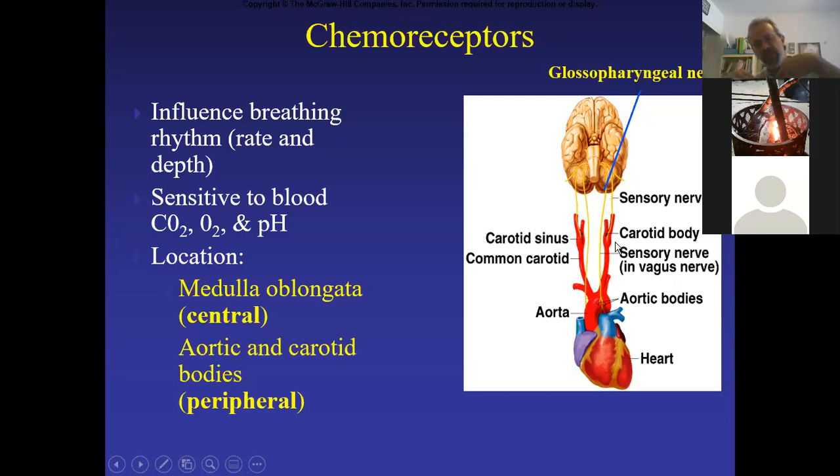They both go to the medulla, they influence the medulla, and they basically say, well, CO2 levels are too high, or in some cases too low. If they're too high, you'll start breathing faster to try to get rid of it.